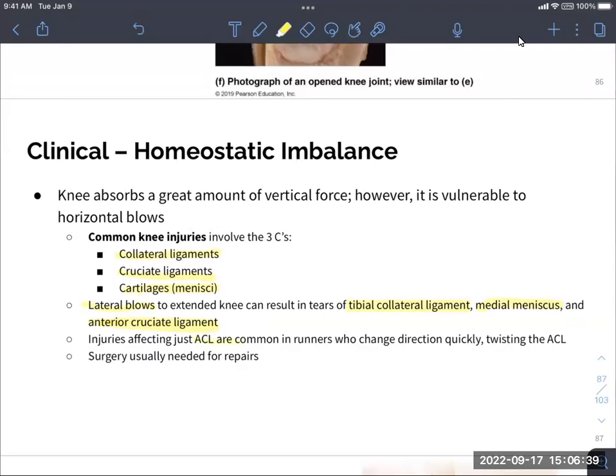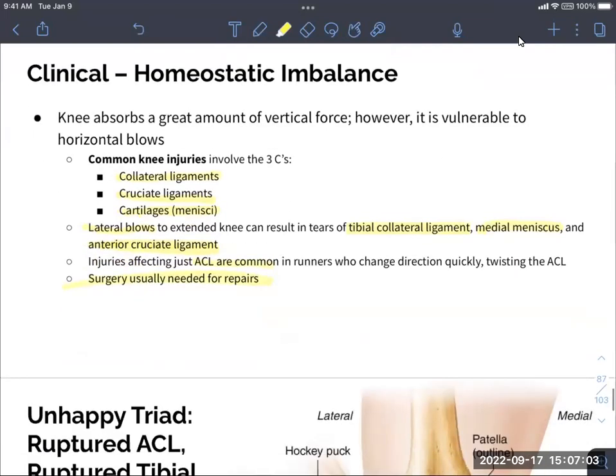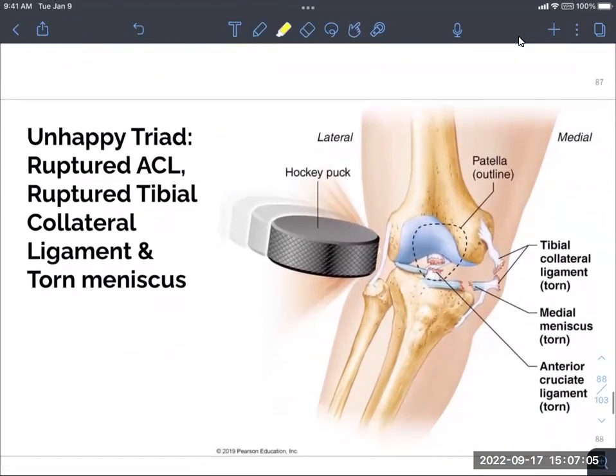So ACL or anterior cruciate ligament injuries, if somebody is turning, if you've ever run suicides in school where you run to one end of the gym, turn around fast and run back, if you turn too quickly, it can actually tear that anterior cruciate ligament. And that actually needs surgical repair. Hockey puck.